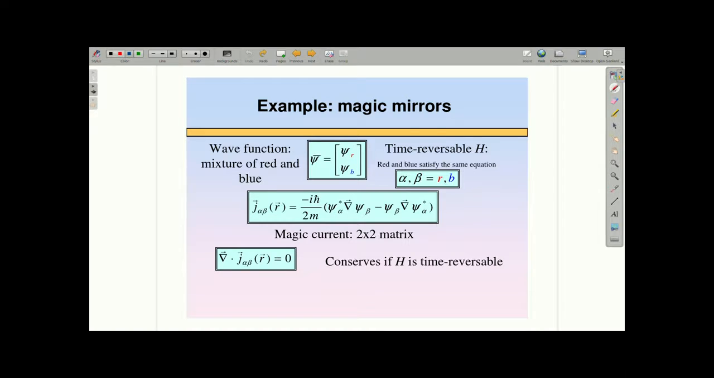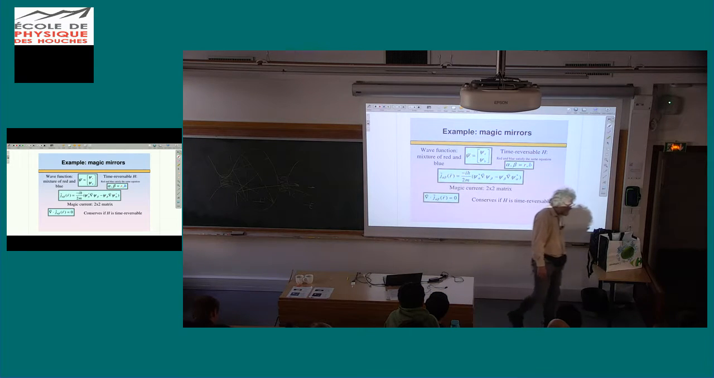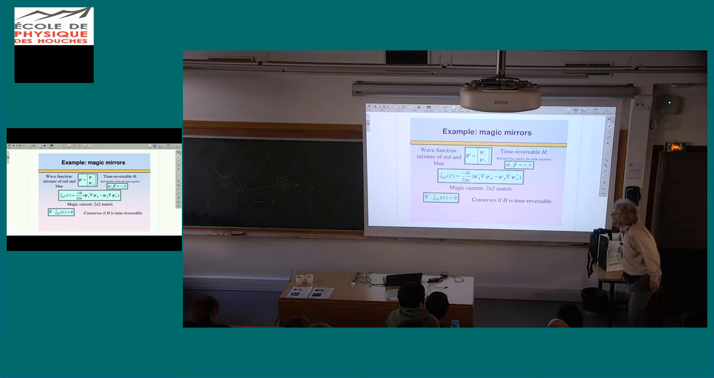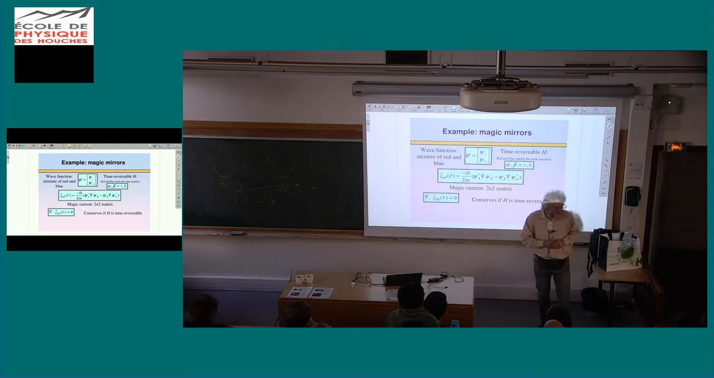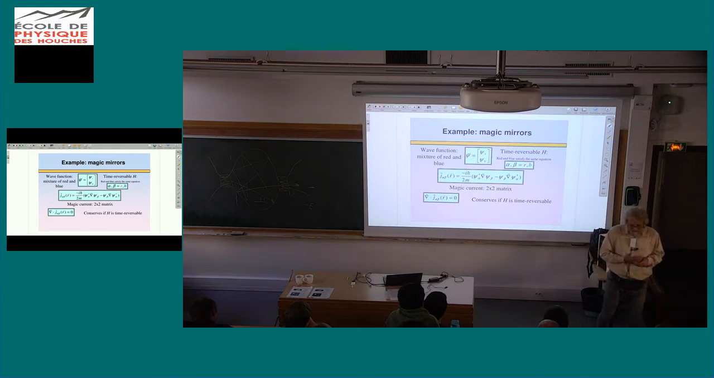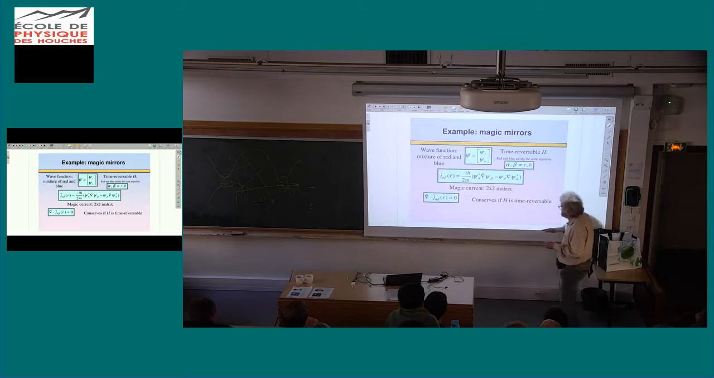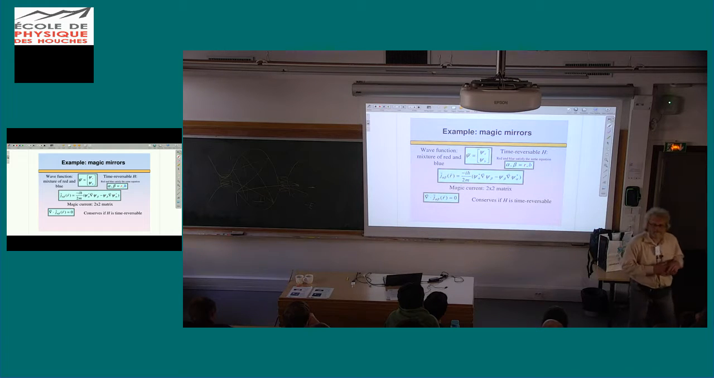Yet another example. Magic mirrors, superconductors, electrons, holes. I don't want to write superconductors much. Just say, well, there are two waves in a normal metal, red and blue, electrons and holes. And I can arrange magic currents in the same way. They all are conserved. All right, there are some conditions to follow. To conserve spin currents, we had to assume that there is no spin-orbit interaction. For magic mirrors, we need to assume that the Hamiltonian is time reversible. Anyway, there are possibilities to make conservation laws.